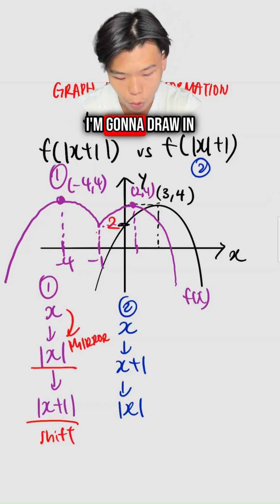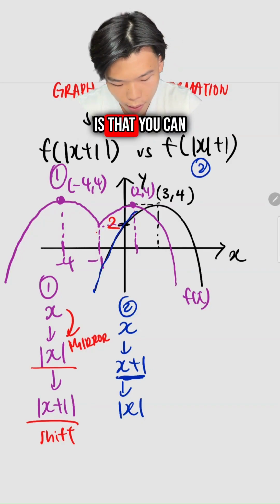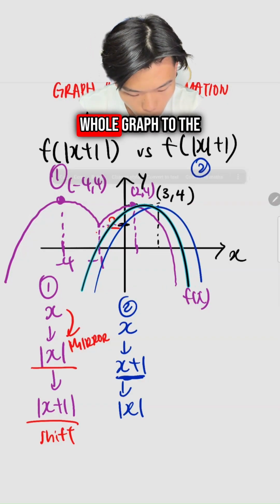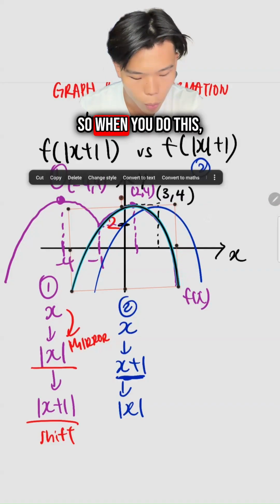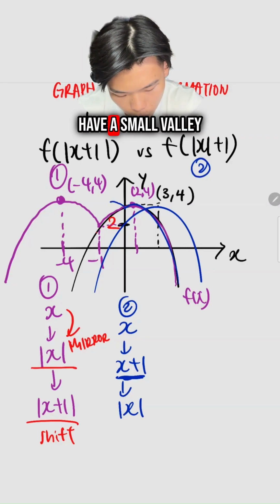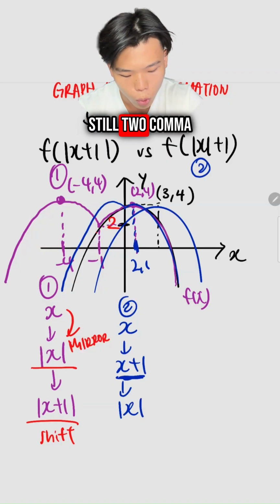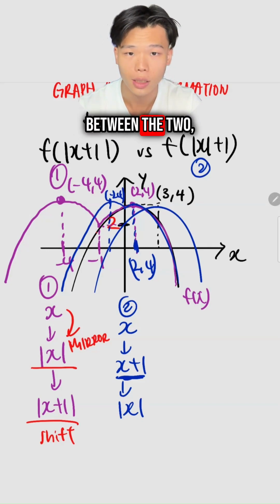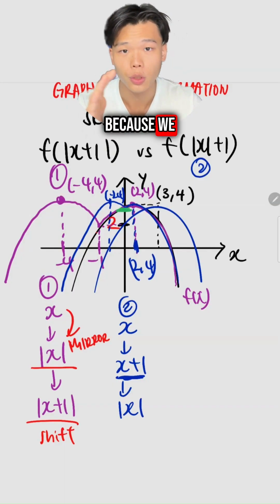However, for the other case, which I'm going to draw in blue over here, what we do is that we first shift the entire graph to the left by 1 unit. You can think of it as the original graph exactly as it is, but the first thing you do is shift the whole graph to the left by 1 unit, and then you mirror. So when you do this, eventually your graph will look like this. It will shoot up here, and then we have a small valley here, and then you'll go down here like that. Here now the center is also still (2, 4), but here it will just be (-2, 4). That's the slight difference between the two, even though it looks exactly the same. And this time the y-intercept will be different as well, because we shift first and then we mirror.